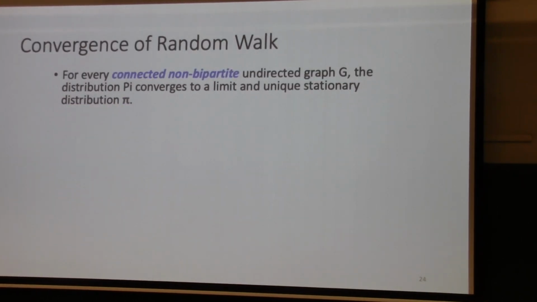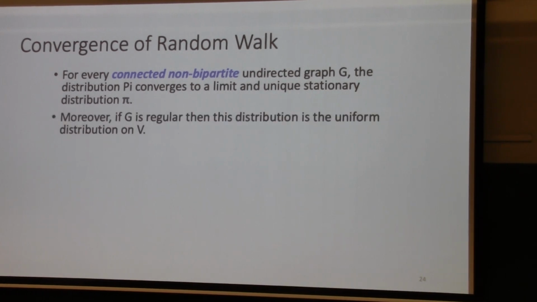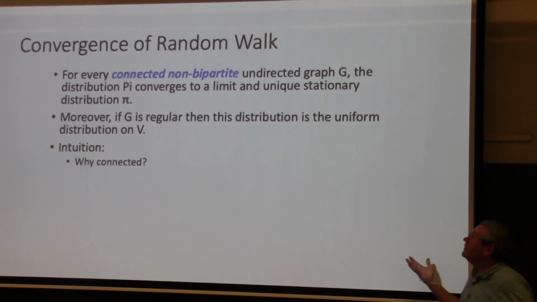Okay. For every connected, non-bipartite, undirected graph, the distribution converges to a limit. Okay? A unique stationary distribution pi. And if it's regular, it's uniform. Okay? Why connected? I mentioned already, yeah? The graph has to be connected.